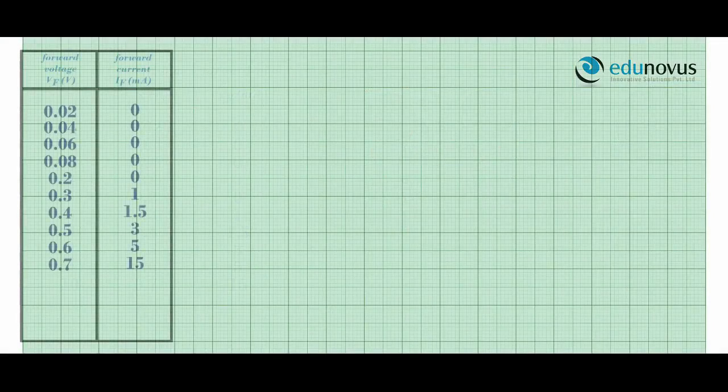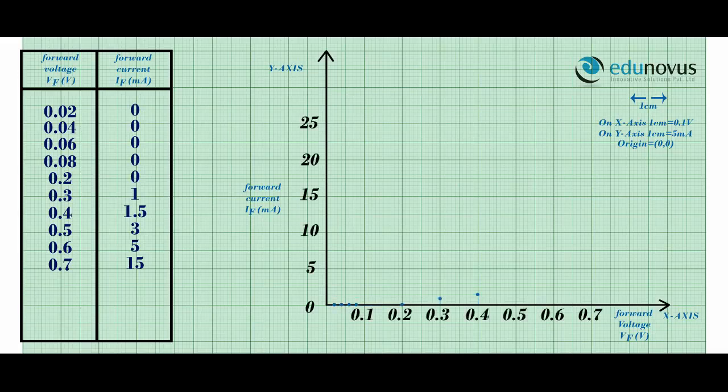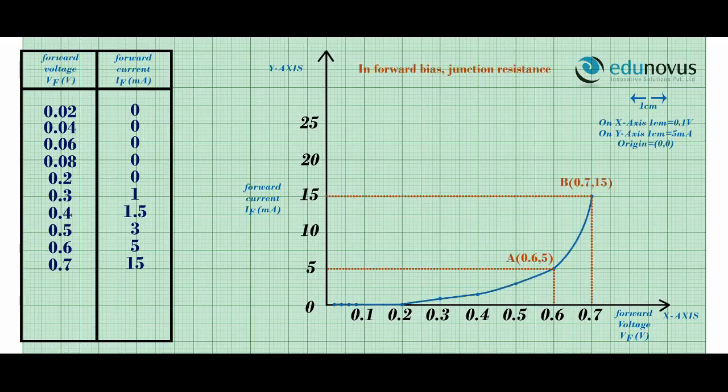Using the values of forward voltage and forward current, we plot a graph by taking forward voltage on the x-axis and forward current on the y-axis. We consider a suitable scale. On the x-axis, 1 cm is equal to 0.1 volt. On the y-axis, 1 cm is equal to 5 milliamperes. Origin 0, 0. Now, let us plot the points on the graph. The graph comes out to be as shown here.